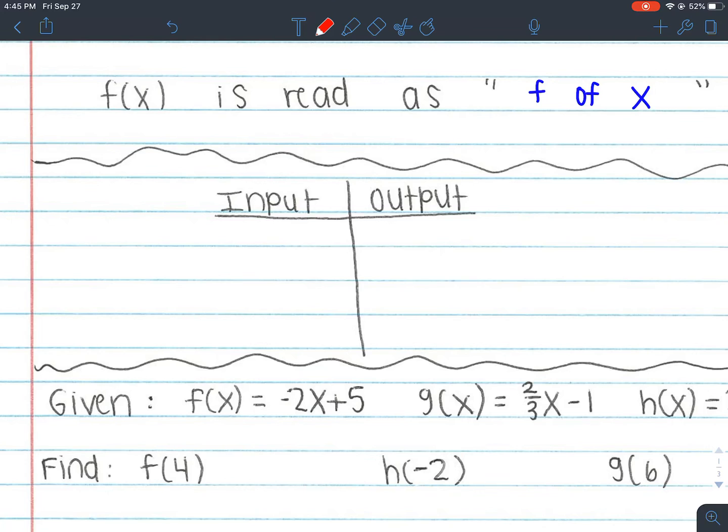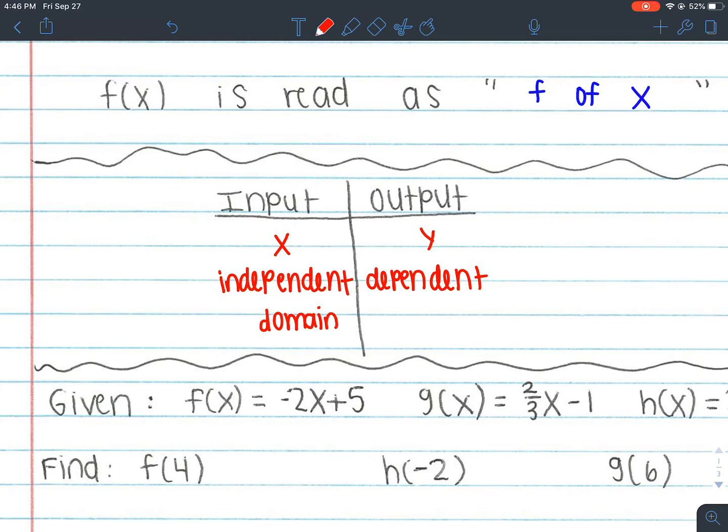Then we have an input and output table. So these are kind of the differences between an input and an output. An input is something you put into a function or into an equation, and that's usually your x variable. Your output is usually your y variable. Now your x variable is also known as the independent variable, and the y is known as the dependent. The x values are also known as the domain, and y is also known as the range.